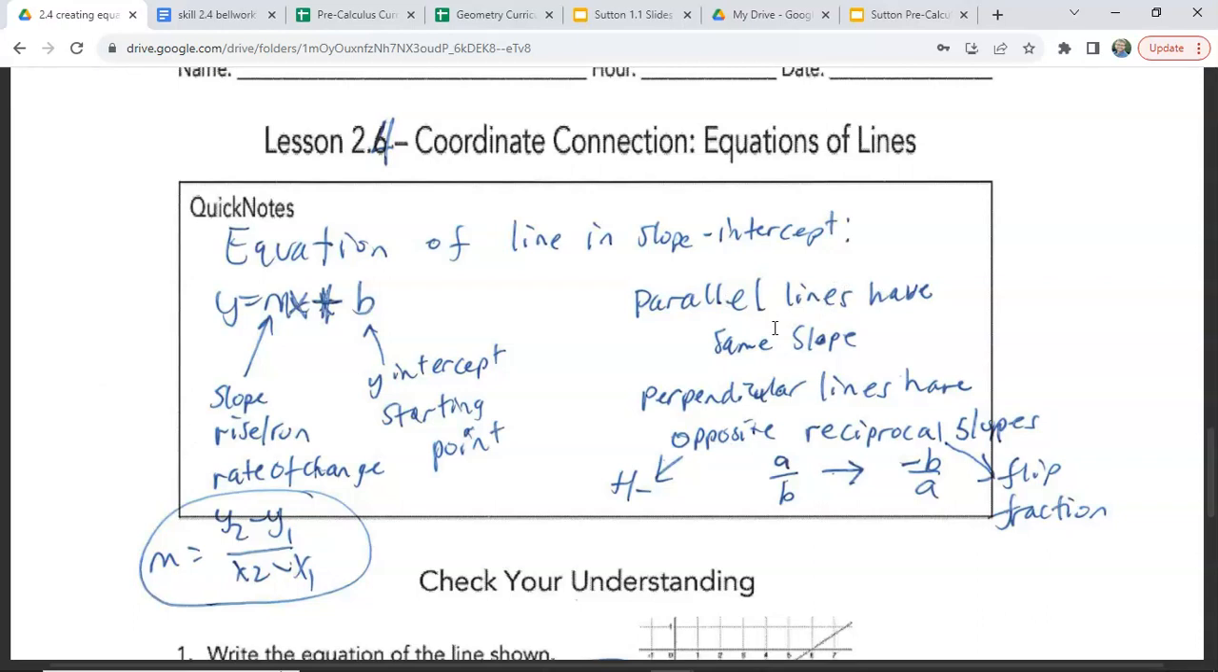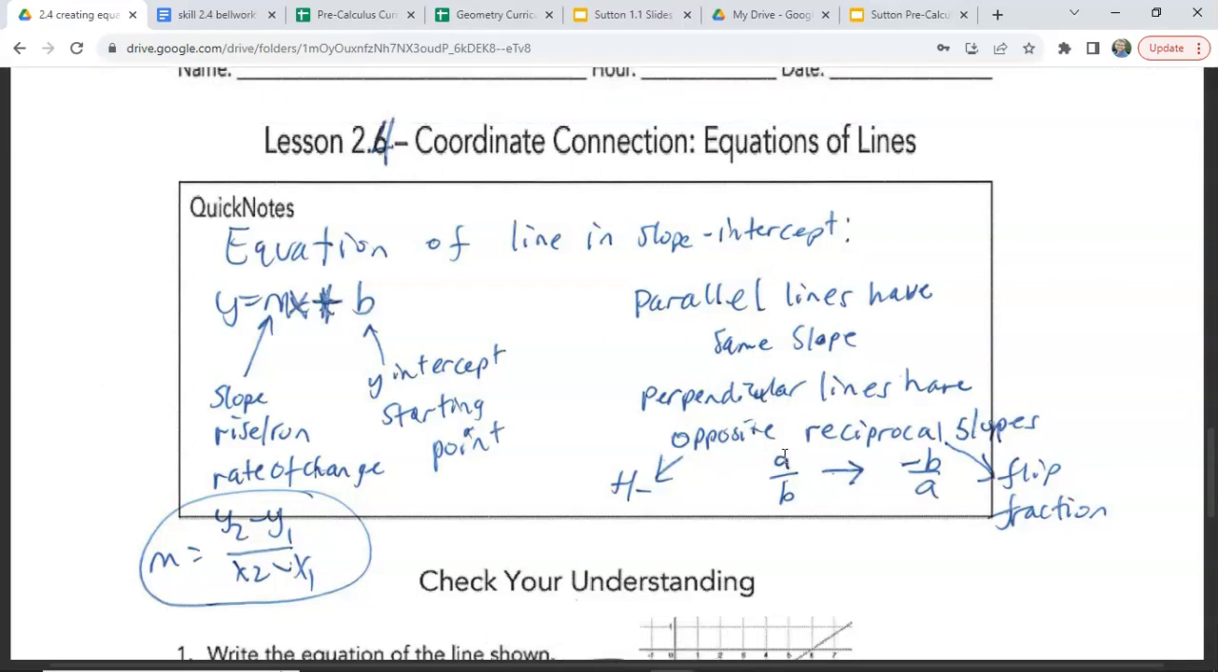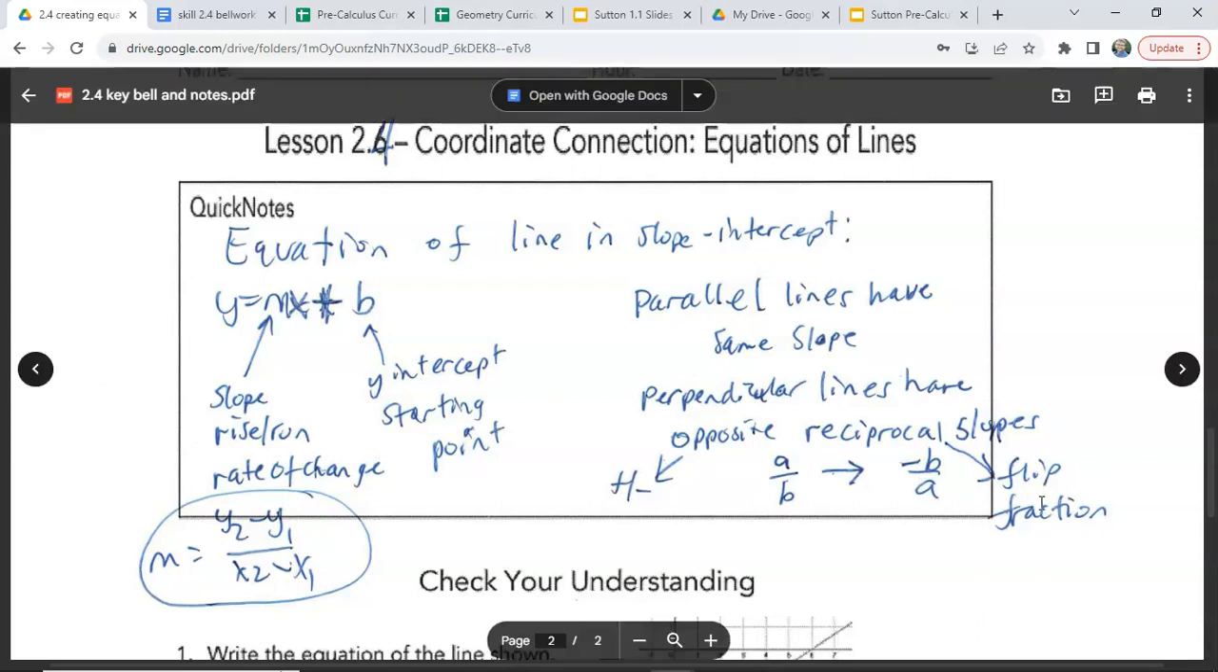Parallel lines have the same slope, and perpendicular lines have opposite reciprocal slopes. So if your slope is a over b, the perpendicular slope would be negative b over a. So opposite meaning change the sign. This is plus/minus here. Reciprocal meaning flip the fraction. So those are your notes there.